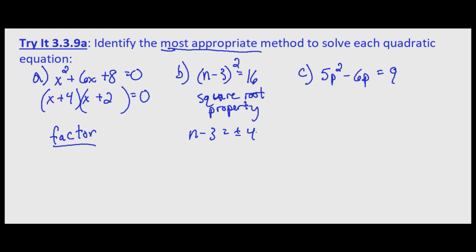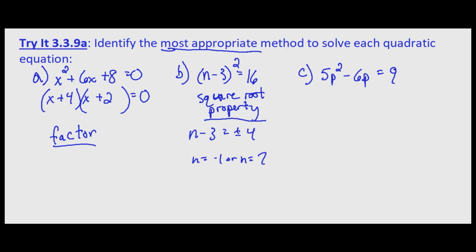When the variable term is already being squared, then the square root property is the easiest. So we get n minus 3 equals plus or minus the square root of 16, which is plus or minus 4. So n equals -1 or n equals 7. And again, that's because the variable term is isolated and being squared on one side of the equation.